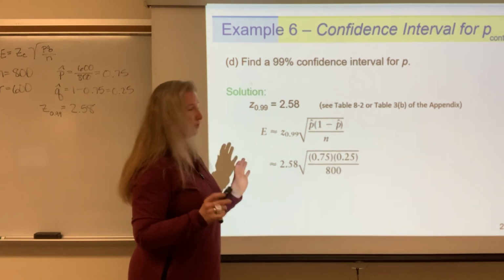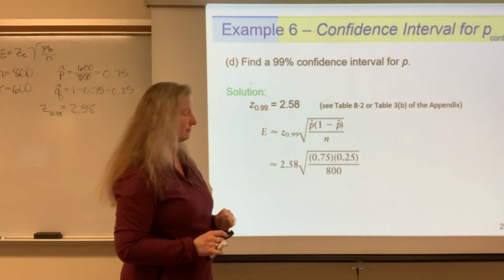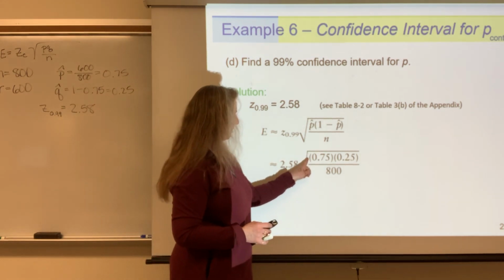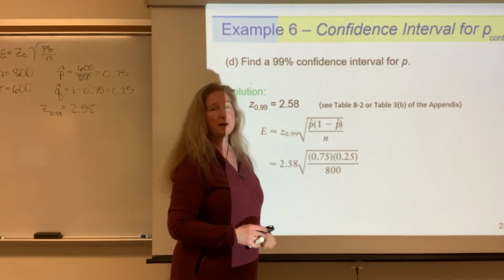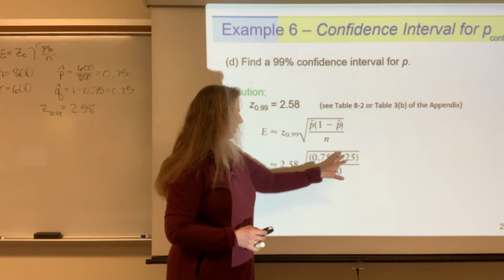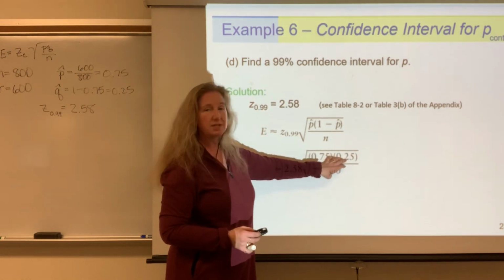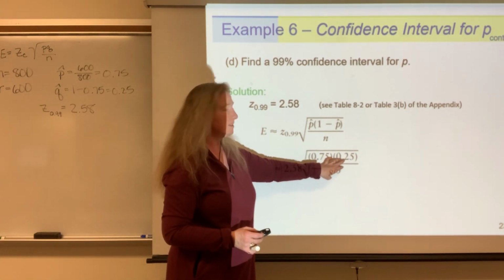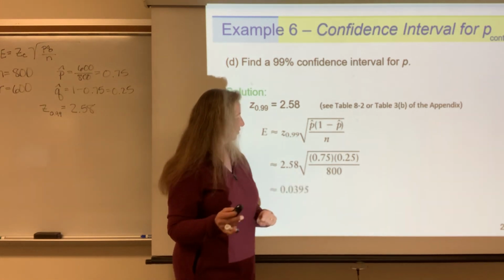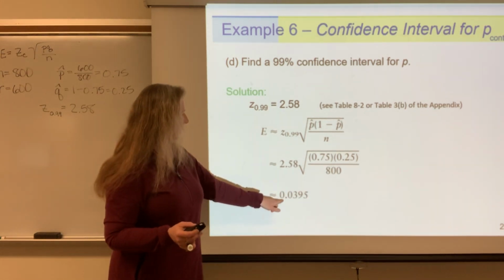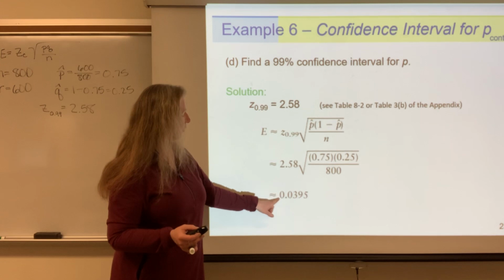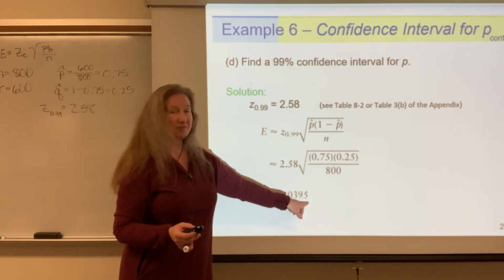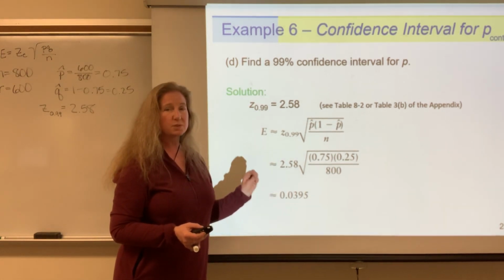Now don't forget calculator issues. Make sure you put this whole piece that's under the radical in parentheses around it. So keep track of those calculator skills. And I come up with an error of 0.0395. Remember I said those errors are going to be small?